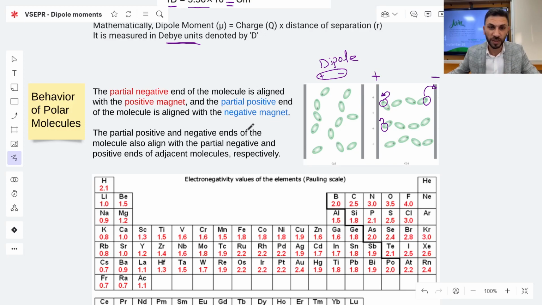Also, the partial positive and negative ends are attracted to each other. For example, if you check here, negative is attracted to the positive from the second molecule. This is what a dipole is.